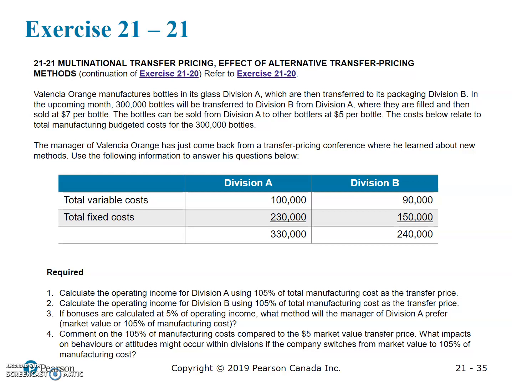For this particular exercise, it's the same company, Valencia Orange, that we worked with in exercise 21-20. Information again is pretty much the standard information that we saw in the previous exercise. For this particular exercise, we are required to calculate operating income for Division A using 105% of the total manufacturing cost as the transfer price, and we are supposed to calculate the operating income for Division B using again the same 105% of total manufacturing cost as the transfer price.